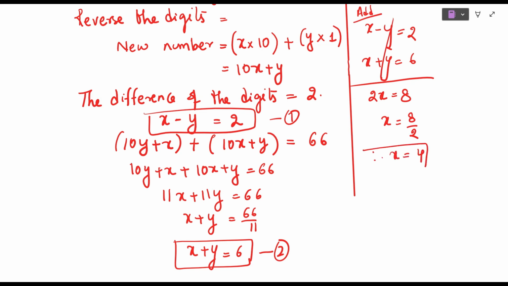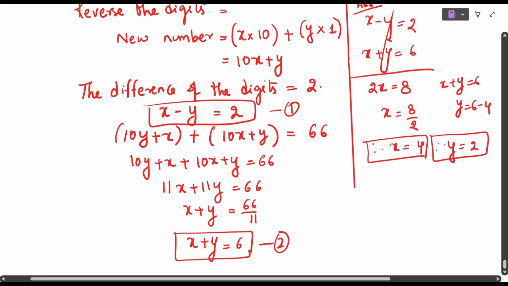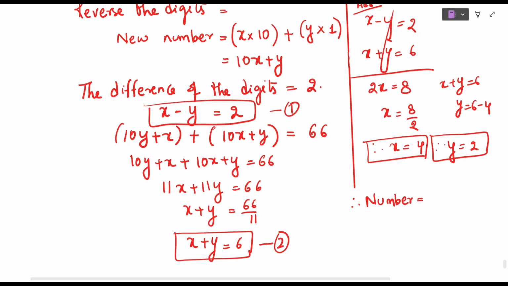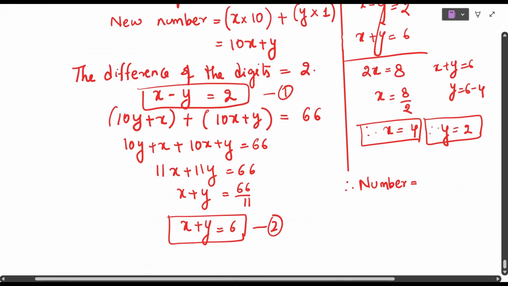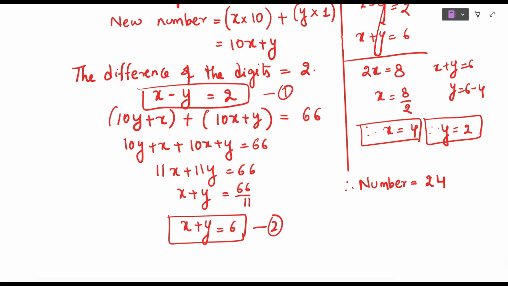Now find the value of y, students. x plus y is equal to 6, so y is equal to 6 minus 4, and we got y as 2. Therefore the number: ones digit is x and tens digit is y, so the ones digit is 4 and the tens digit is 2. So the number is 24, students.